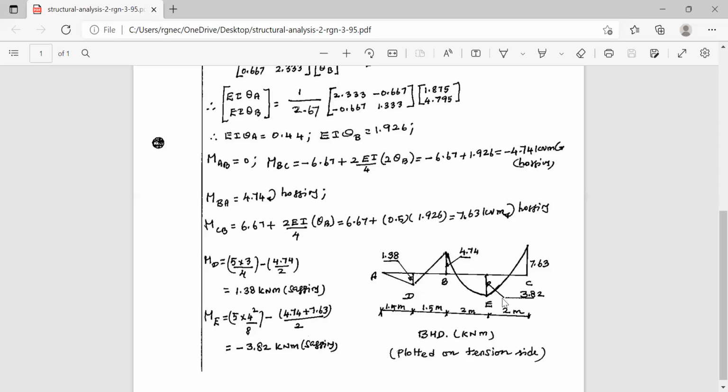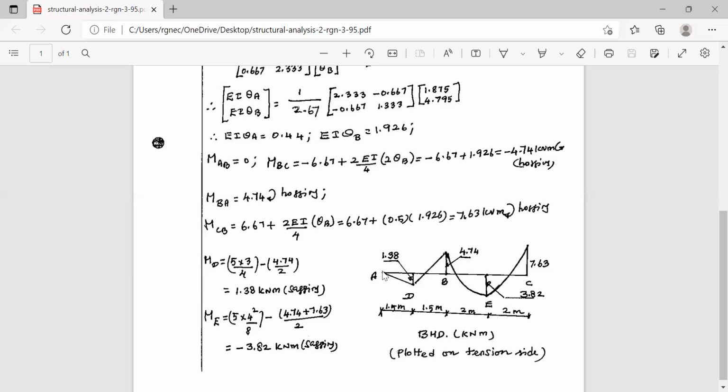Between B and E, there is one uniformly distributed load. So the bending moment relationship is curvilinear. It is second order. Between E and C, there is one uniformly distributed load. Therefore, the bending moment relationship is curvilinear. It is plotted like a curve. This is the bending moment diagram.